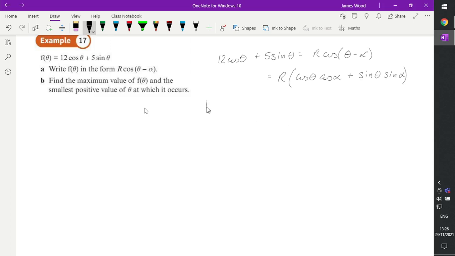Compare coefficients. So my coefficient of cos theta is going to be 12 on this side, and on the other side it is going to be r cos alpha. Coefficient of sine theta, 5, is going to equal r sine alpha. Then we can solve them. So the opposite is 5, which is r sine alpha. The adjacent, which is r cos alpha, is 12.